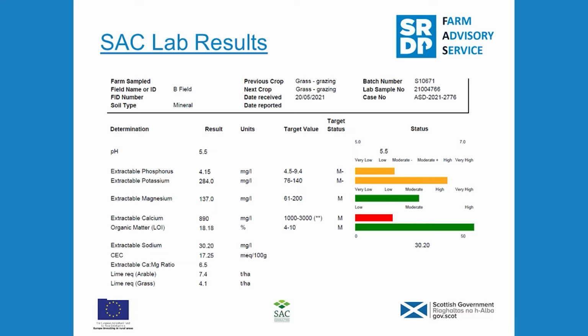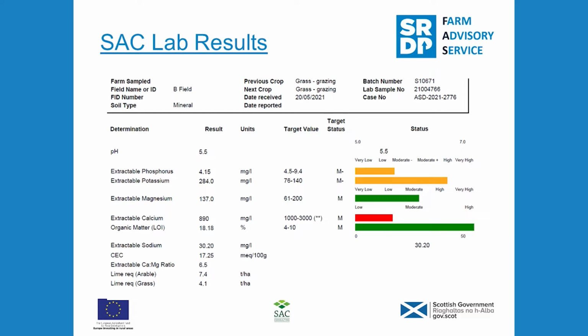So this is an example of an SAC lab report. To quickly explain the layout, going from left to right, first of all, we've got the nutrient that's been reported. Next over to the right, the result. That's the result for your soil. Next over is the units. So milligrams per litre is the amount actually available to the plant.